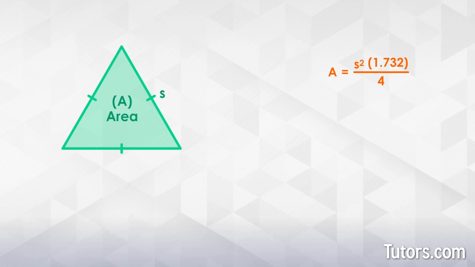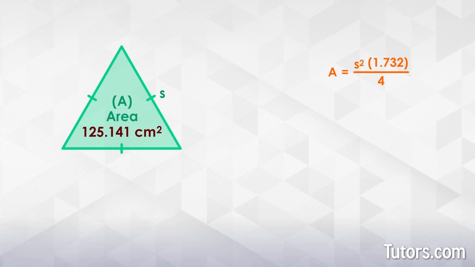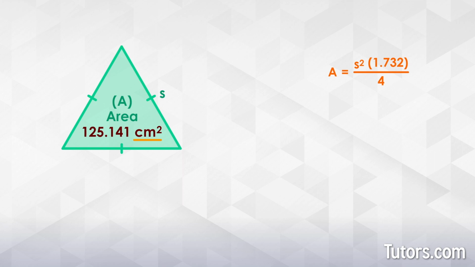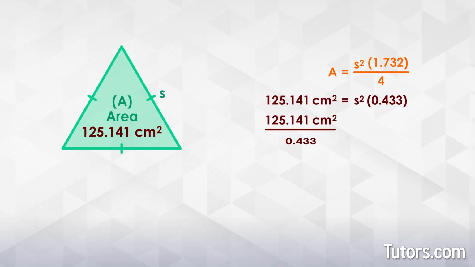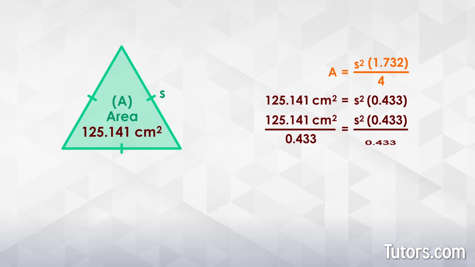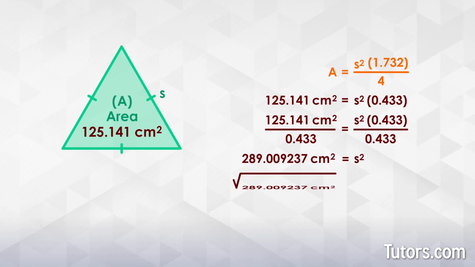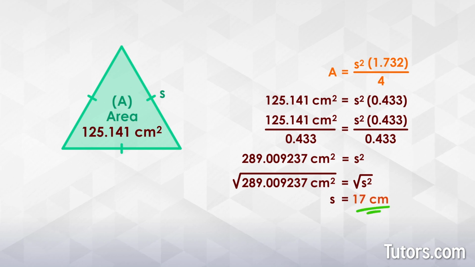Suppose we are told our equilateral triangle has an area of 125.141 centimeters squared. This tells us our perimeter will be measured in centimeters. To find the perimeter, we plug our known values into our formula to find our unknown value. Then apply algebra to solve for S. We get S equals 17 centimeters.